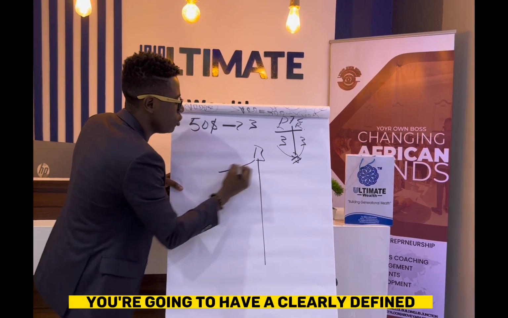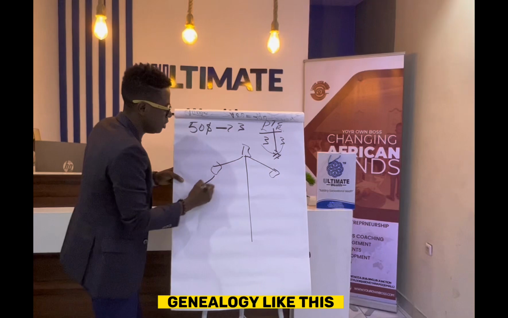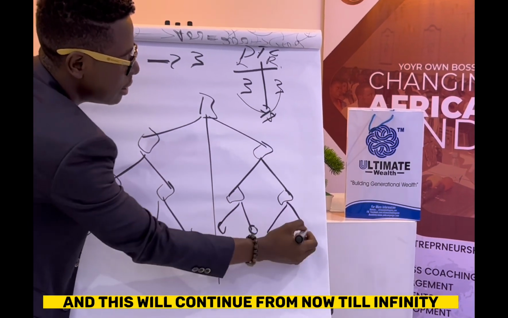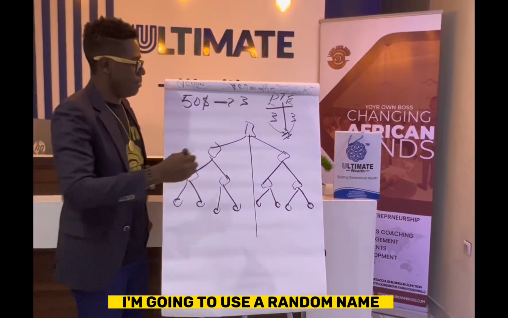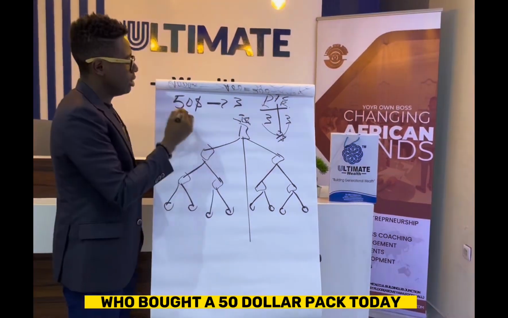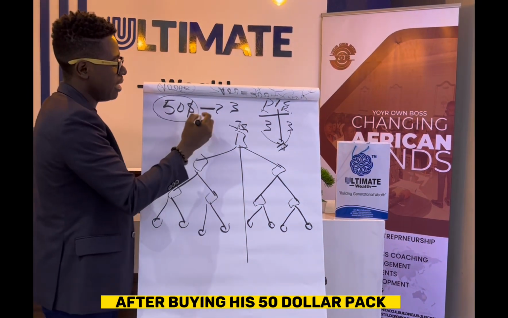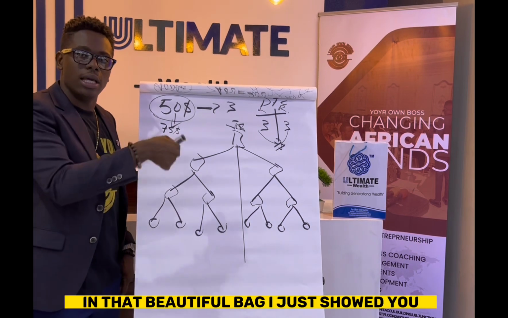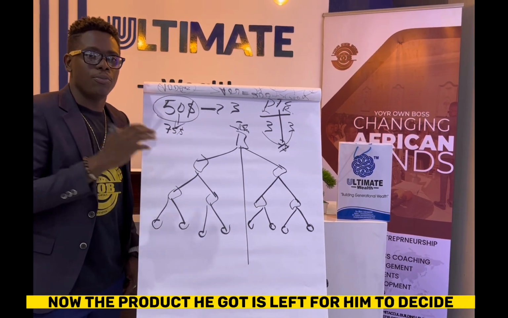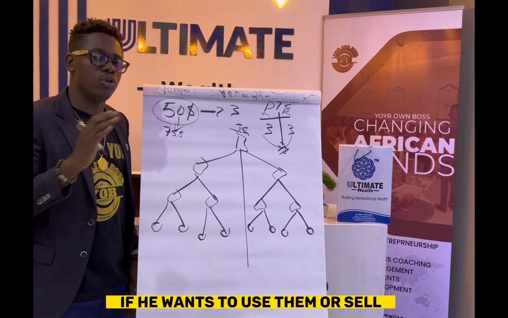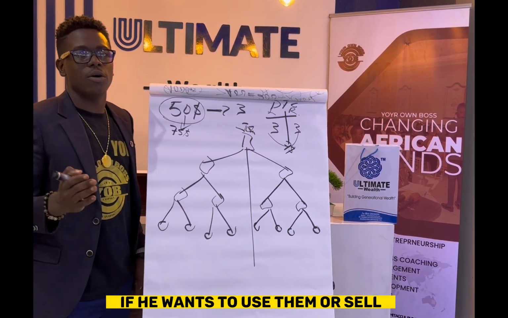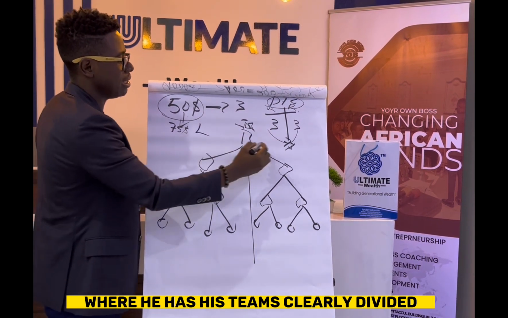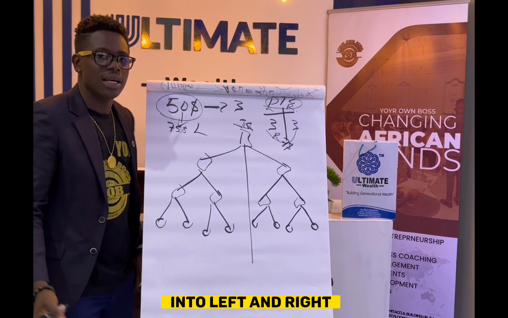On your web page, you're going to have a clearly defined genealogy like this, and this will continue from now till infinity. I'm going to use a random name. Assuming this was John, who bought a $50 pack today. After buying his $50 pack, he's going to get products worth $75 plus in that beautiful bag I just showed you. Now the products he got are left for him to decide if he wants to use them or sell. Aside from that, he gets his web page, DTC, activated, where he has his teams clearly divided into left and right.